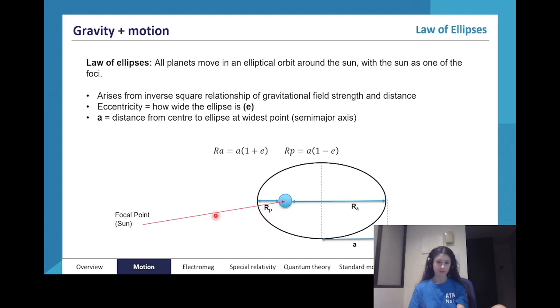As you can see, the Sun is going to be one of the foci, and the planet is going to move in an orbit around with the Sun as one of the foci.